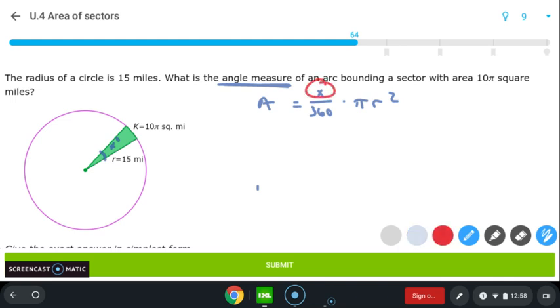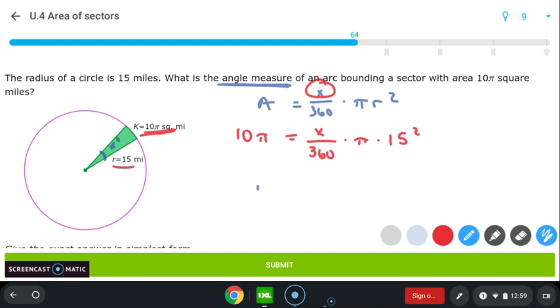So I'm going to substitute what I know. So we're told the area of the sector is 10 pi square miles. So I'm going to substitute 10 pi and then write this side of the equation and plug in the radius. So we keep x as x because that's what we want to find. X over 360 times pi times our radius squared. So times 15 squared. And now we have an equation to go ahead and solve.